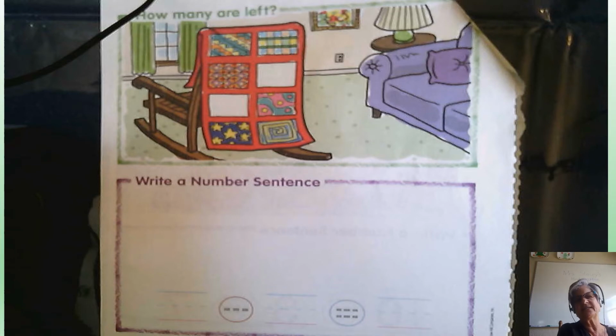Now turn to the next page. On this page you see a quilt that is strung over a rocking chair. On that quilt you see some rectangles. Now on some of the rectangles they've sewn pretty patterns, but not on all of the rectangles. Let's take one of your crayons and just put a line through each rectangle so we know we've counted it.